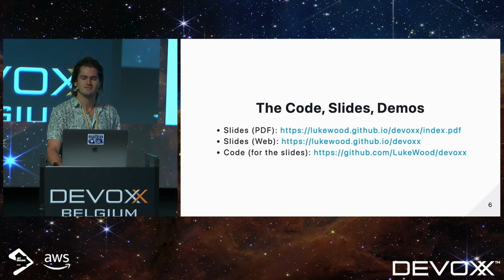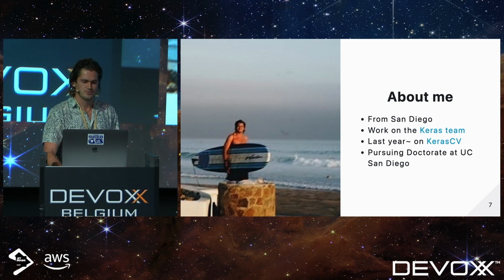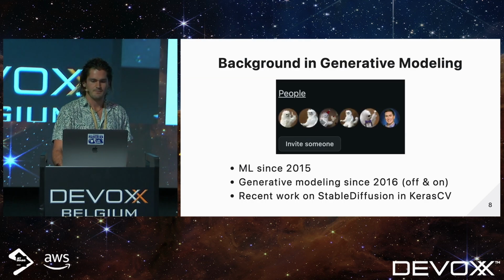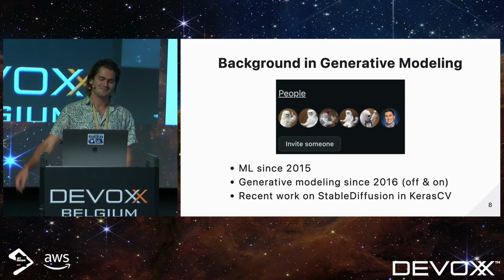Just really quickly, a little bit about me. I'm from San Diego, so I traveled a little ways to get here. I work on the Keras team at Google. I've been spending the last year or so on KerasCV, which hosts a version of Stable Diffusion, which is one of the very mainstream image generative models. I'm also pursuing my doctorate at UC San Diego. I've been working with generative image modeling since 2016 off and on. I've been doing ML since 2015.